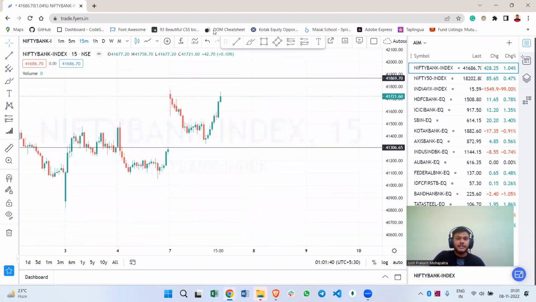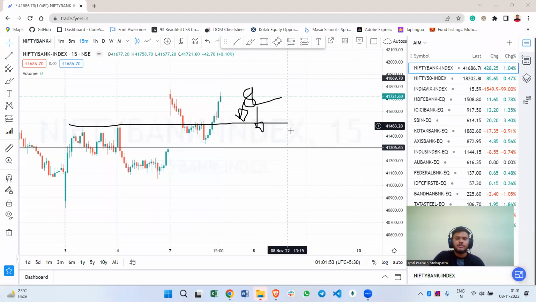And if it opens flat, it may happen that it opens gap down. Let's assume it opens gap down and it closes below 41,500, or if it opens gap down around 41,600 and shows any negative movement there, then you can take a trade for selling, and your target will be 41,500. Next targets you can set to 41,350 to 41,330.